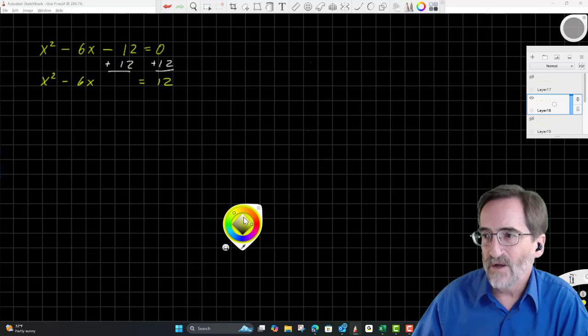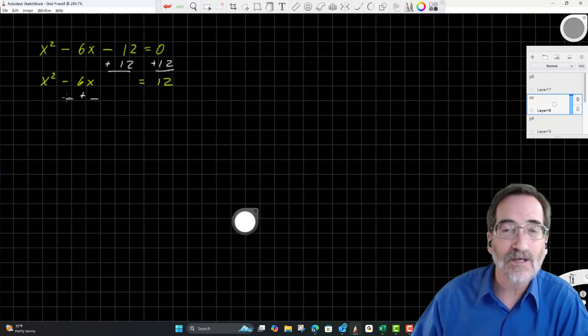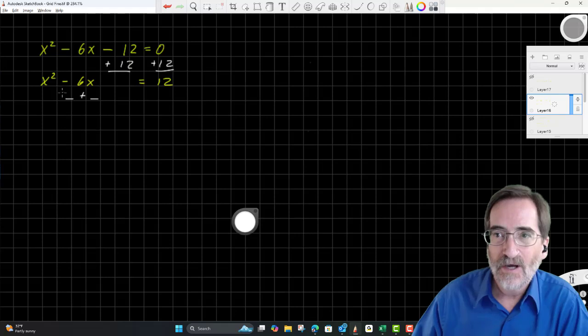Now think: what added to itself makes negative 6? Another way to say that is, what is half of negative 6? That is negative 3, because negative 3 plus negative 3 makes negative 6. So to figure out what to add to both sides, I'm going to add negative 3 times negative 3. Negative times negative is positive, and 3 times 3 is 9. That's what I'm going to add to both sides.